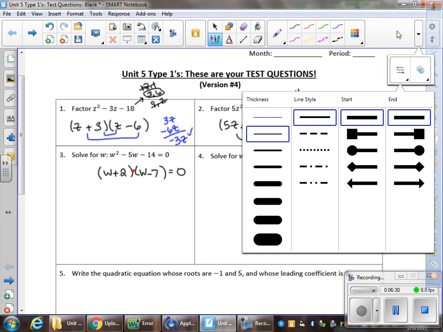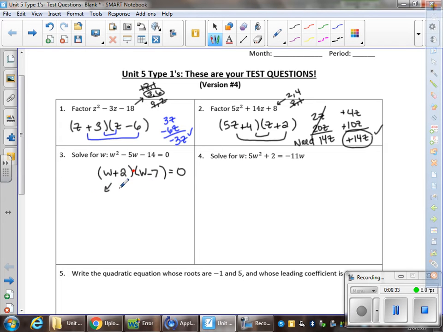Well, what does that mean in terms of solving? That means if w plus 2 equals 0, if this term equals 0, the whole thing equals 0. Or if w minus 7 equals 0, this whole thing equals 0. So what two numbers would that be? That would be -2 and a +7. And I believe in ALEKS, they want your answers separated with a comma, so you would type in -2, 7.